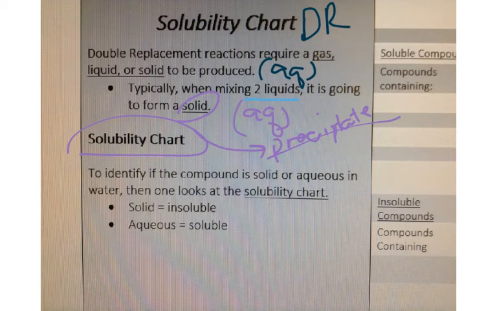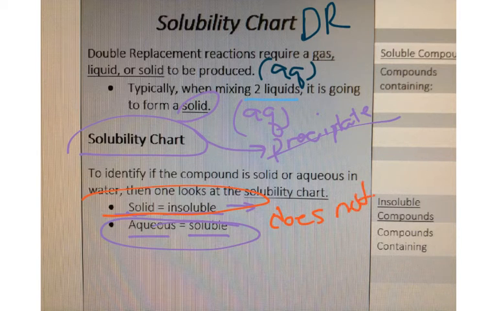Basically a solubility chart tells you whether something is solid, which means insoluble, or aqueous, which means soluble. So is it able to dissolve? If it is, then it would be considered aqueous. If it does not dissolve, then that would be insoluble, or a solid. So solid, once again, is insoluble, which means does not dissolve, whereas aqueous means that it was able to dissolve in the solution.